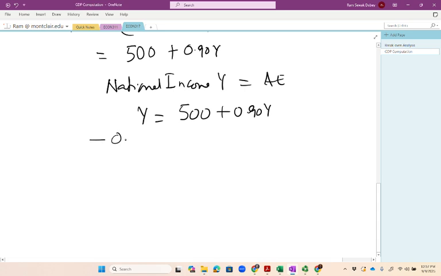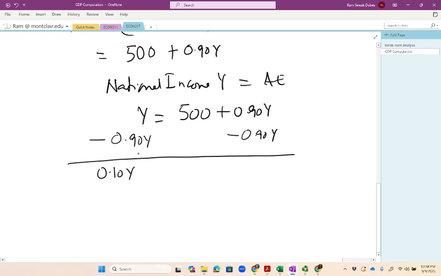For that, I will subtract 0.9 Y from both sides of the equation. So what remains on the left hand side is Y minus 0.9 Y, which is 0.1 Y. On the right hand side I have 500. So to get the value of Y, I will divide both sides by 0.10. I get Y, I'll put a star because it is the national GDP in equilibrium, to be 5,000.